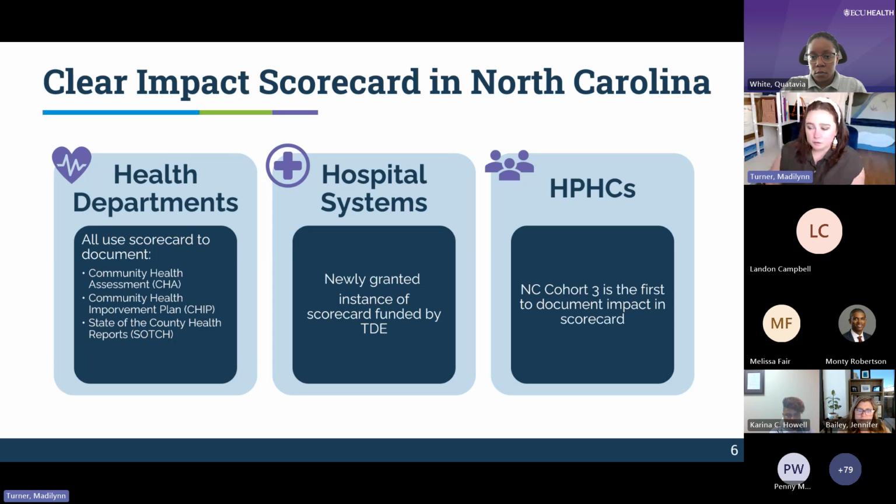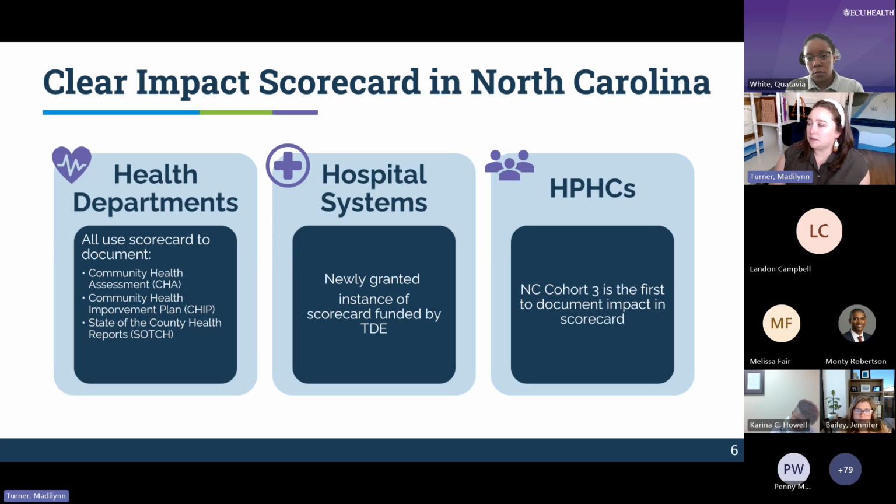The use of scorecard really started within western counties in North Carolina. And now we have, like I said, all 86 health departments, all 100 counties, using Clear Impact Scorecard to document their work. And then we have a lot of the health systems as well that are using that to document their community benefit work.